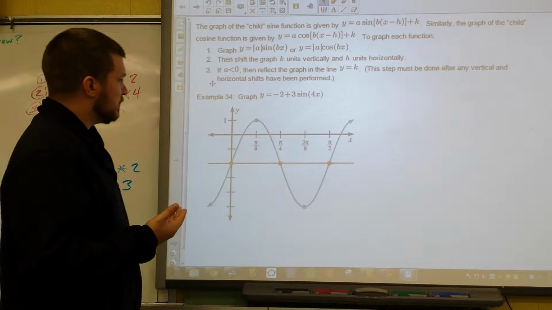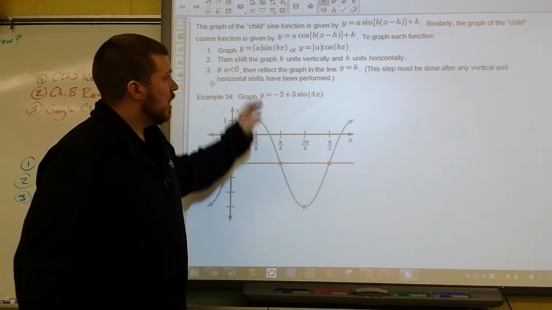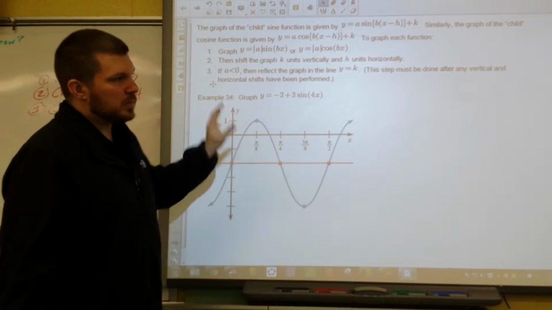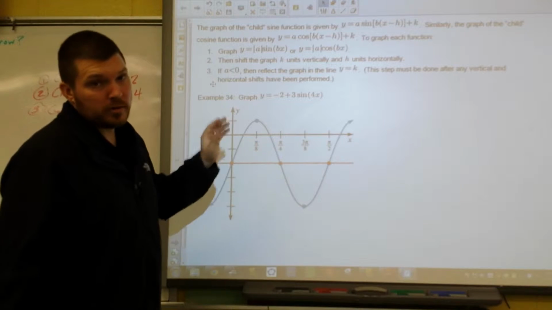So what we're going to do in the next couple of examples is go through. We have the graphs here. We're going to talk about what a, b, h, and k are, talk about what they mean, and then double check that we have everything we're supposed to on the graph that's given.